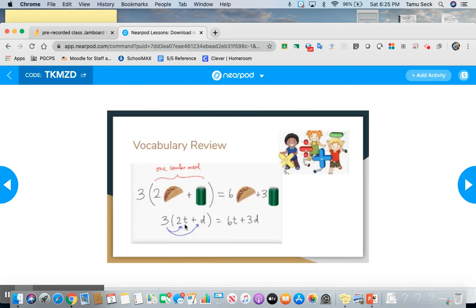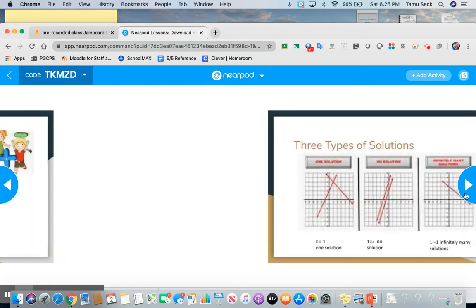This is an example of distributive property. This is a combo meal. So this is 2 tacos and a soda. This 3 on the outside the parentheses represents that there are 3 groups of 2 tacos and a soda. So there's 6 tacos and 3 sodas.